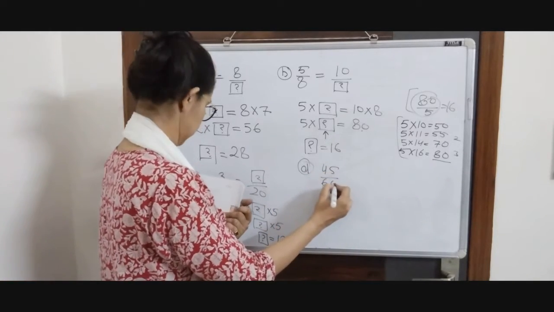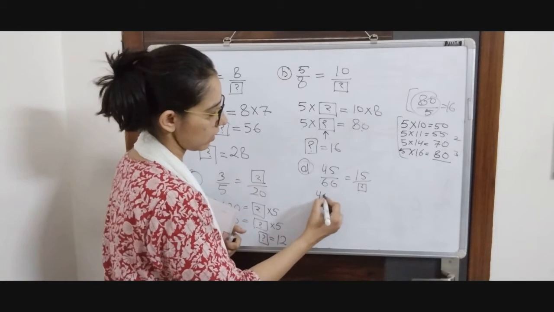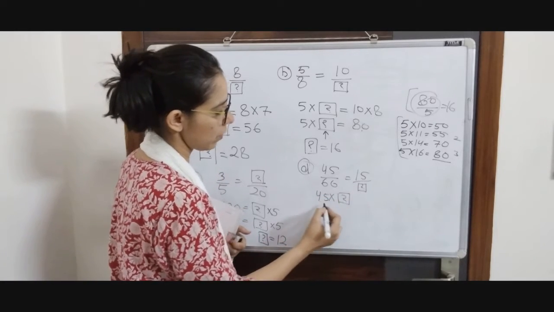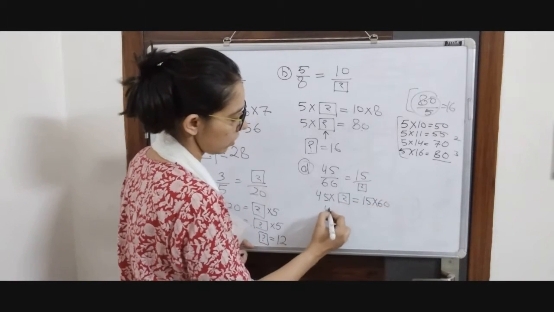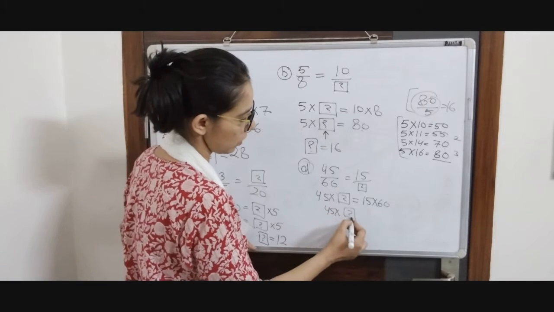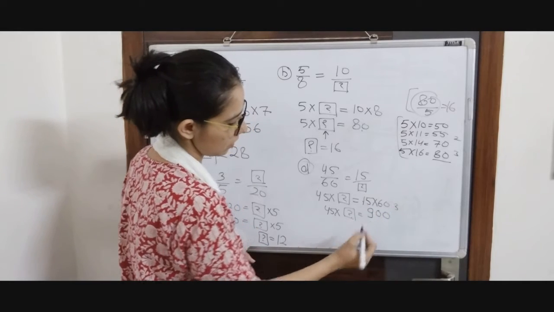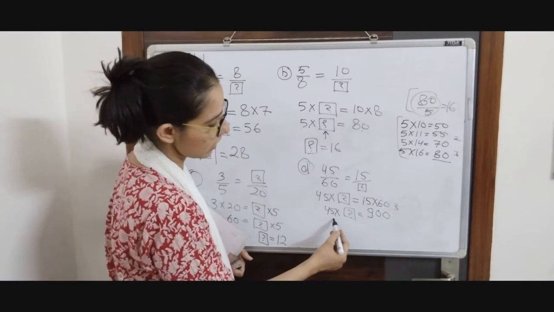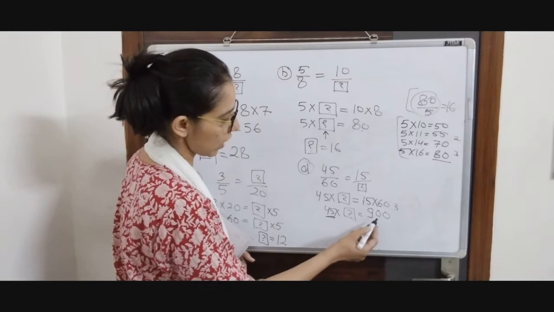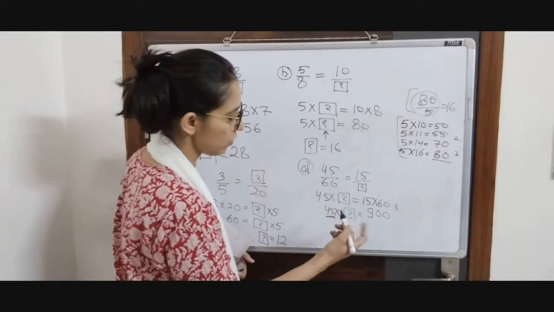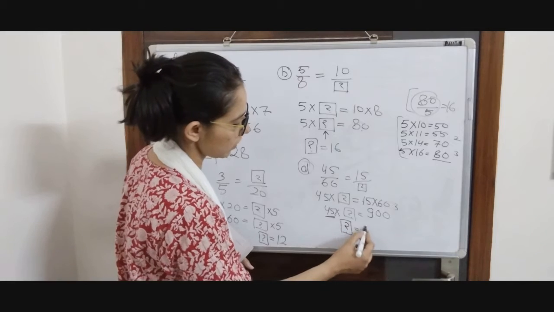So D is 45 by 60 is equal to 15 by box. You have to find out this number, and it means that we have to find out the number which when multiplied with 45 will give 15 into 60, or we can say that it is going to be 900. So we will get 900 when we multiply 45 with 20. Okay. Because 45 into 2 is 90, so 45 into 20 is going to be 900. So this box is going to be 20.